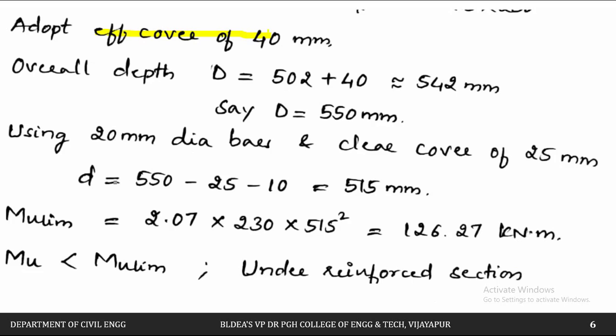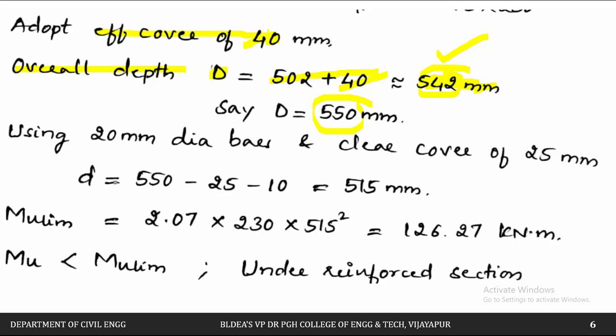We'll assume an effective cover of 40 mm. Therefore the overall depth, capital D, will be equal to 502 plus 40 mm, so it will be 542 mm. Approximately it is 542 mm, so we can assume it as 550 mm.